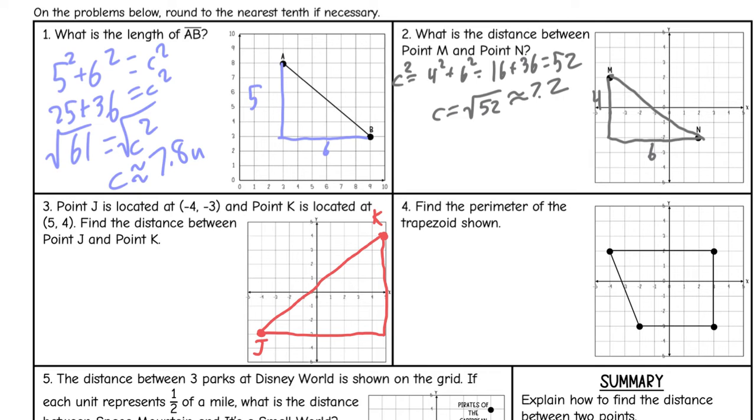Now, let's find our horizontal distance, which is 9, and our vertical distance, which is 7. So we have 9 squared is 81, and 7 squared is 49. And when we add those together, we get 130. So c squared is 130. To find the square root, we need to take the inverse of square, which is square root, and the square root of 130 is approximately 11.4.